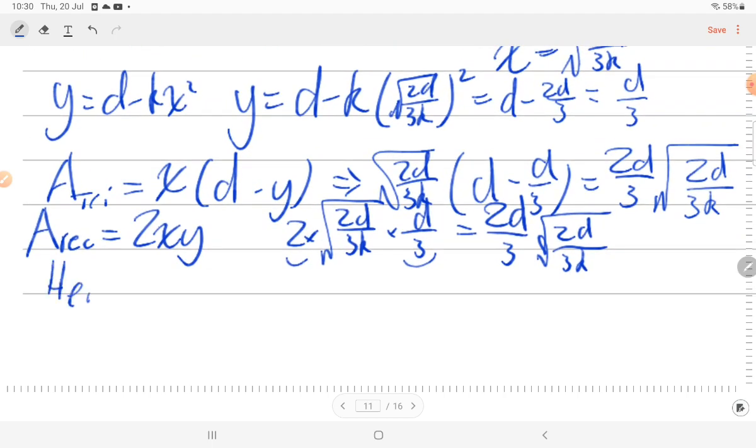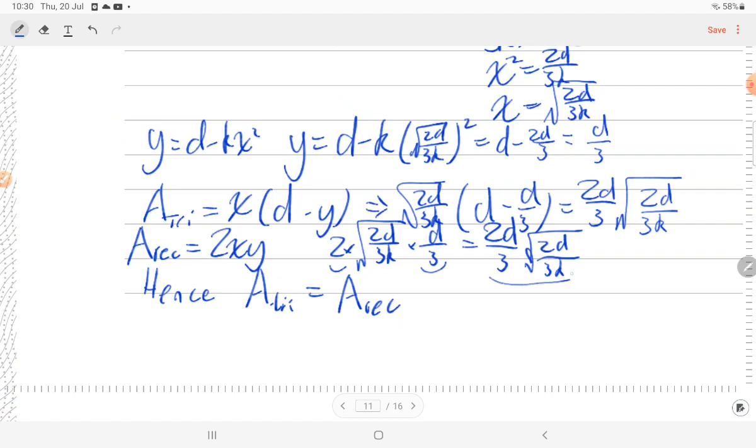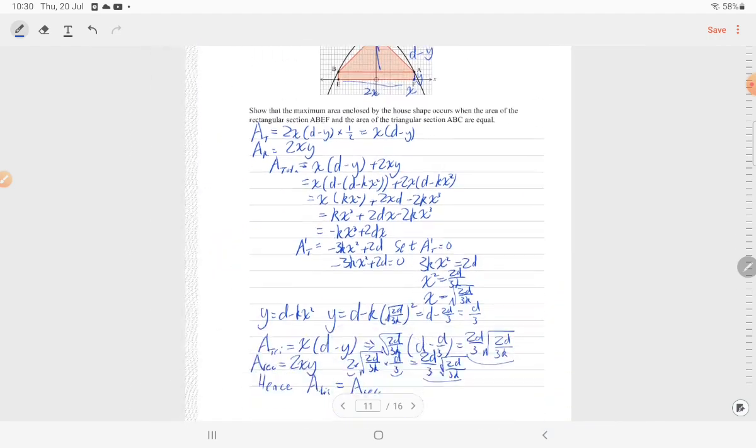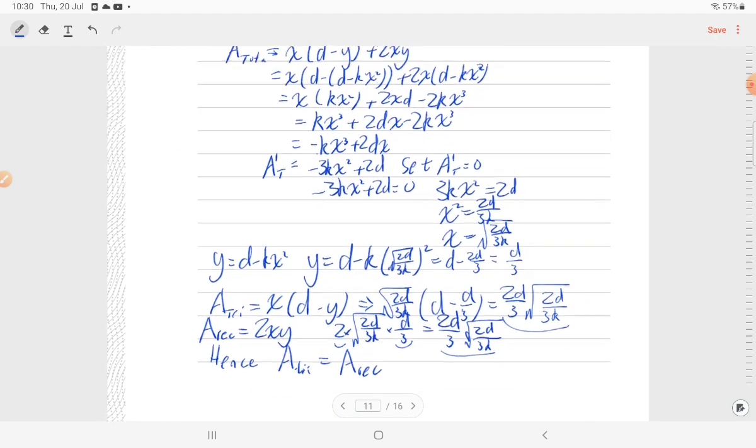Hence the area of the triangle is equal to the area of the rectangle. So it's 2d over 3 times square root of 2d over 3k, and we just proved that these two are equal. So this is the whole problem done, and the whole paper done.